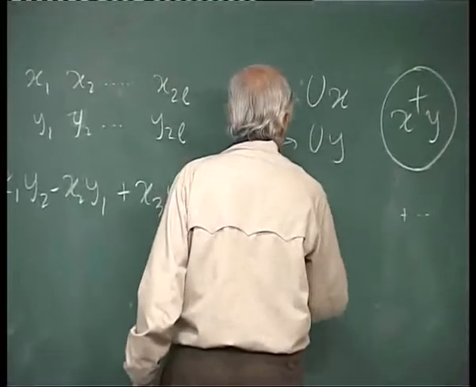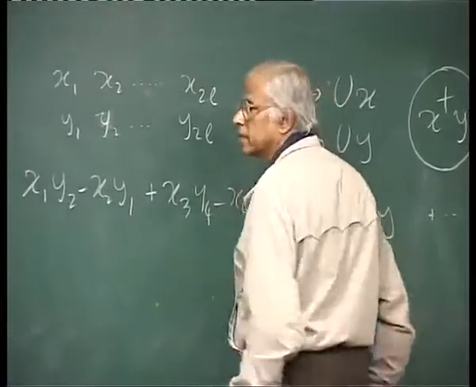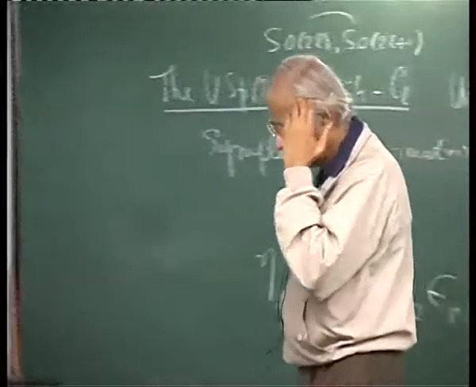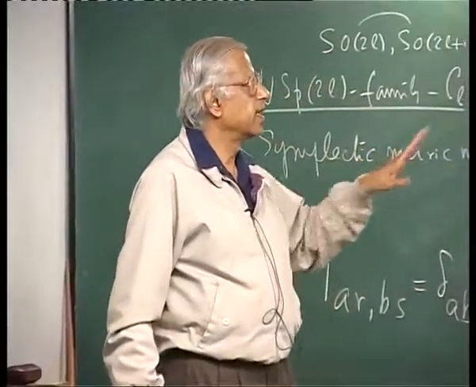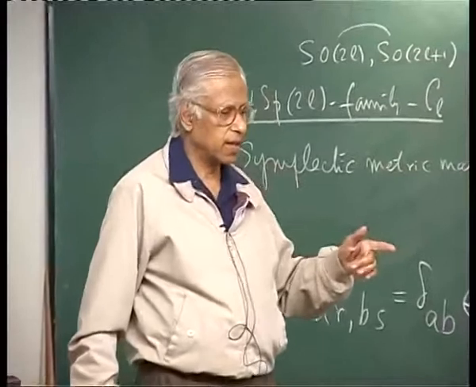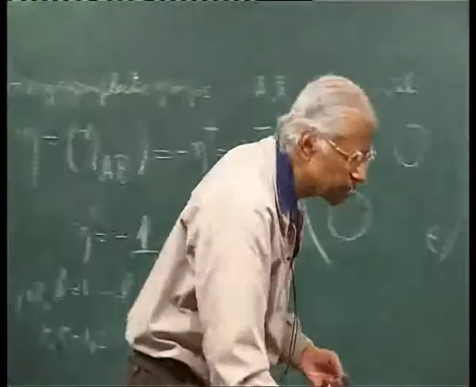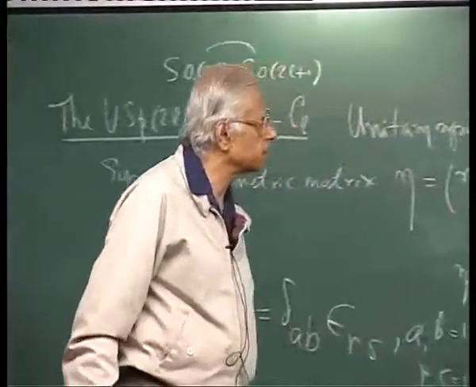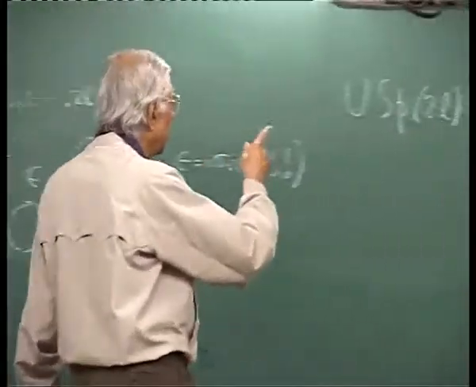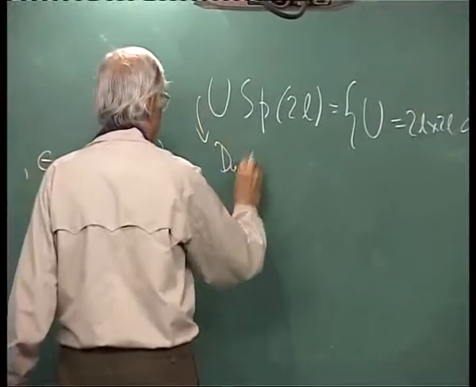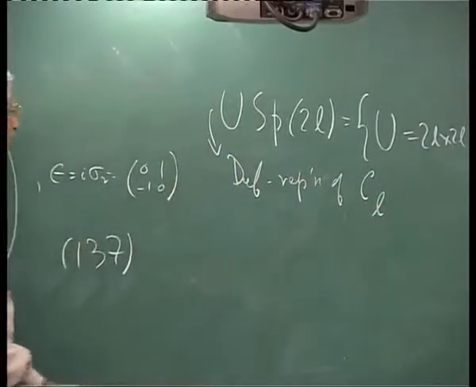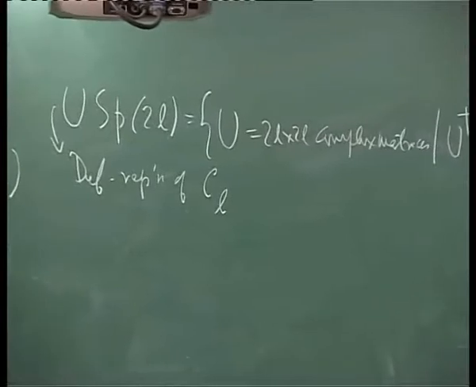And what is this equal to? This is x transpose eta y. Okay? So you transform x by the matrix U, you transform y by the matrix U. Unitarity says x dagger y has not changed. Symplectic condition says x transpose eta y is a new kind of scalar product, very different from the unitary scalar product, that should also not be changed by the transformation. So this is the defining representation of what is called in the Cartan classification the compact Lie group CL.